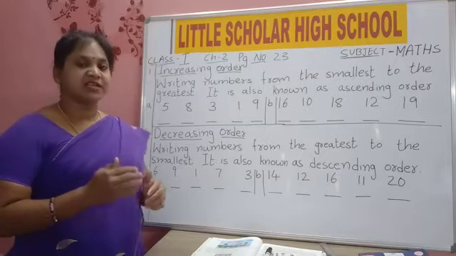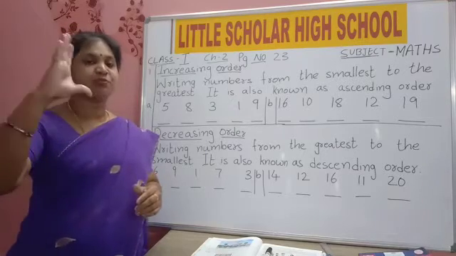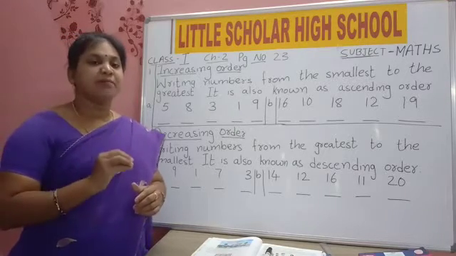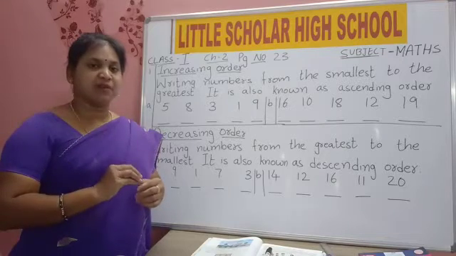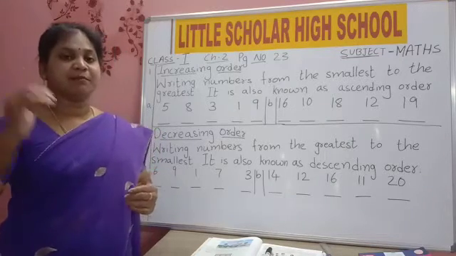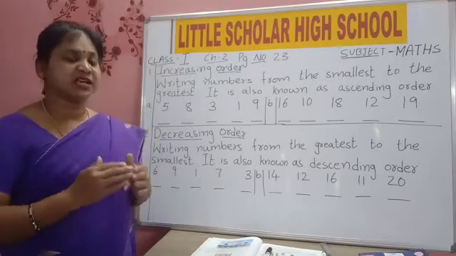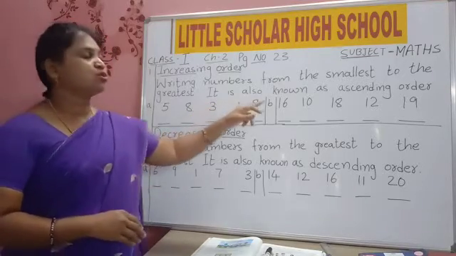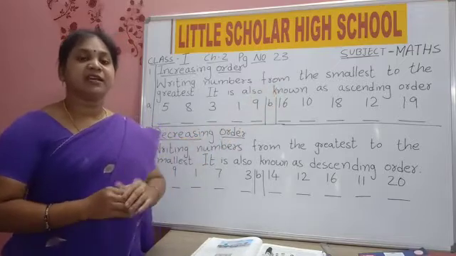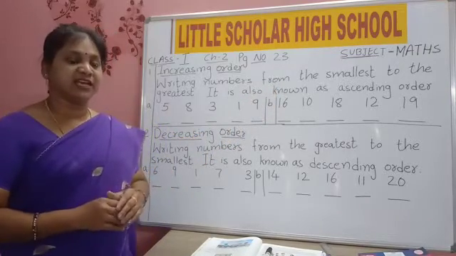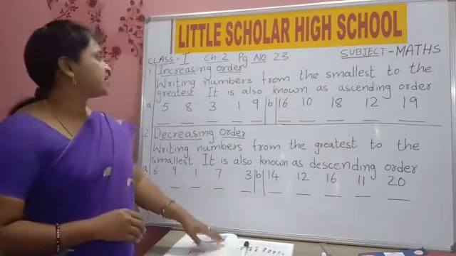Increasing order means writing the numbers from small number to big number. Now 1 is the small number, 10 is the big number. So writing numbers from small to big is known as increasing order. It is also known as ascending order. Increasing is also known as ascending.